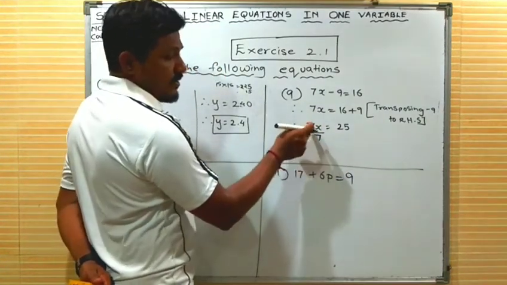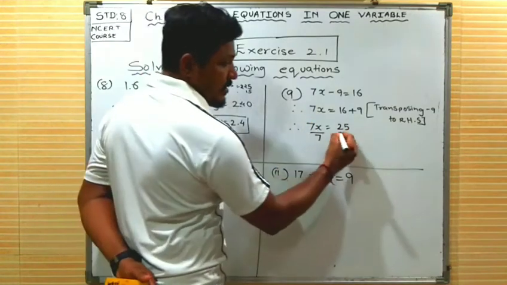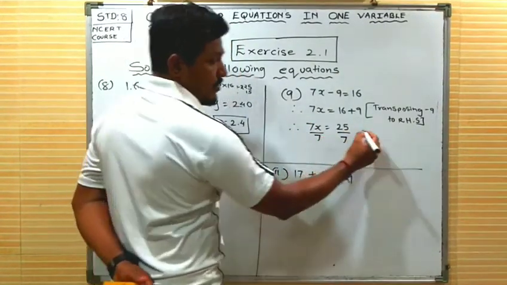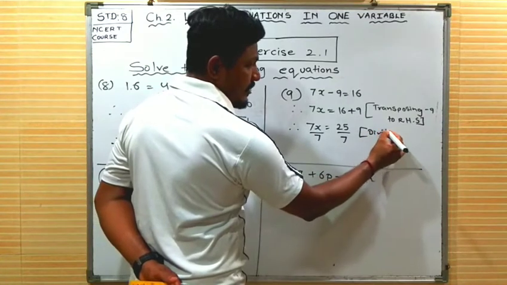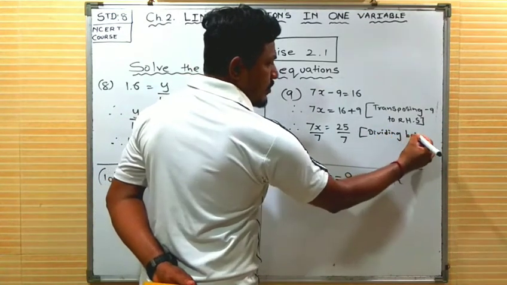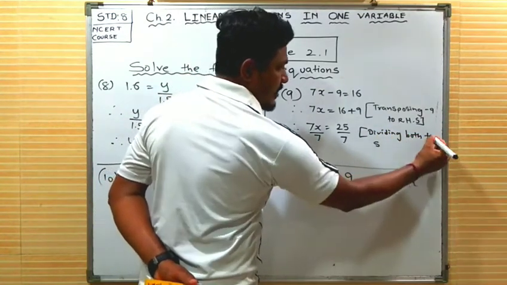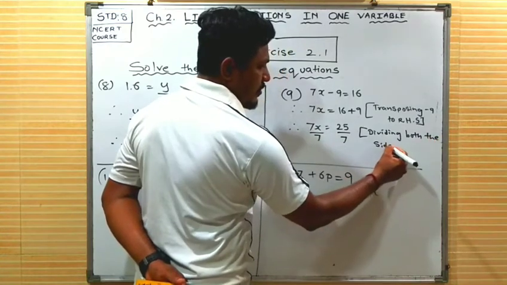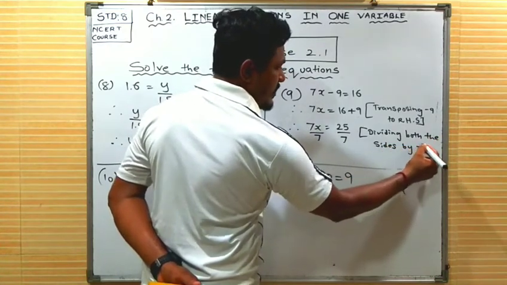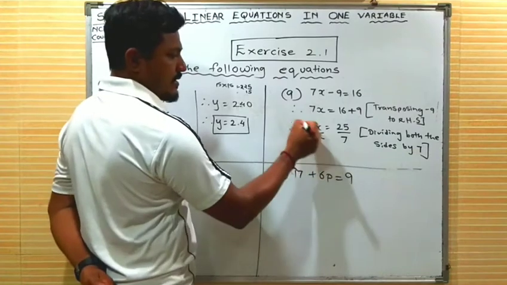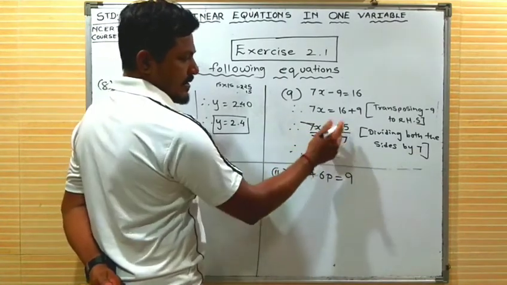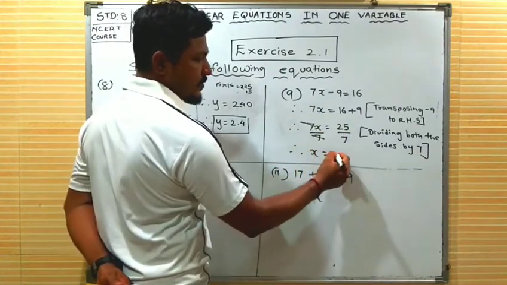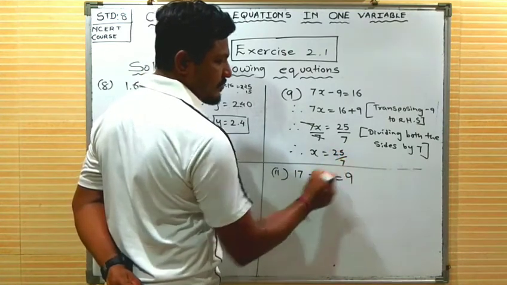So while dividing one side by 7, you have to divide the other side also by 7. So you have to write in bracket, dividing both these sides by 7. So 7 is going to cancel. Your cancellation is not possible. That means the value of x you will get is 25 by 7.